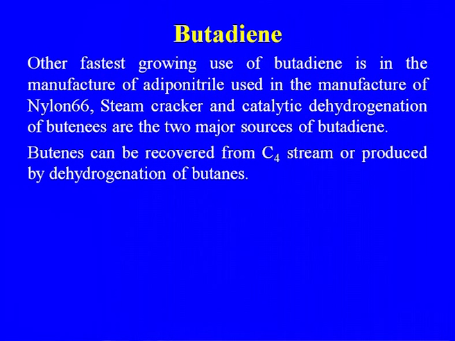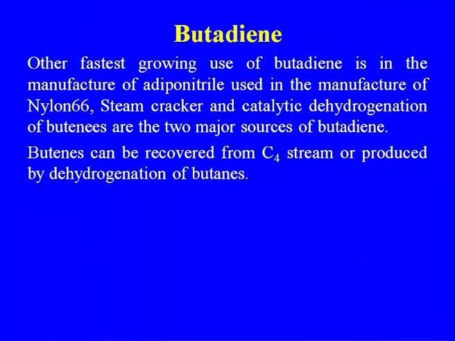Another fastest growing use of the butadiene is in the manufacture of adiponitrile and hexamethylene diamine, which I told you about in the manufacture of nylon 66. Because nylon 66 and nylon 6, these are the two major synthetic fibers which are playing a very important role in substituting the conventional cotton. In the case of the tire cord lining we are using nylon 66, which has a higher melting point than nylon 6.